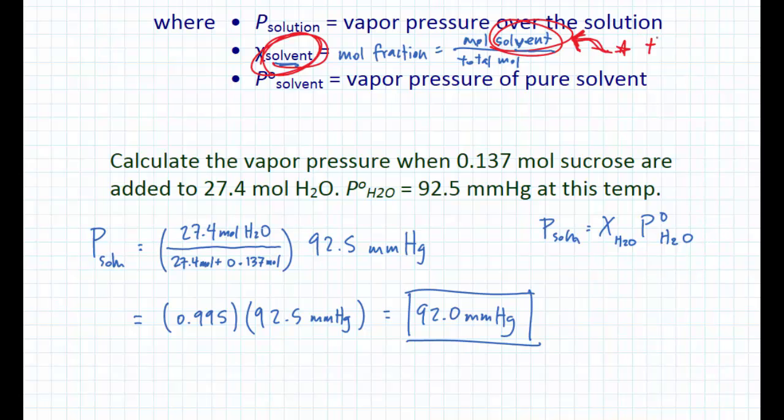In the case of vapor pressure lowering, the solvent is the volatile component, okay? Because we want that mole ratio, that mole fraction, to be how much of it is able to vaporize at the surface. That makes sense? Good there. Okay.